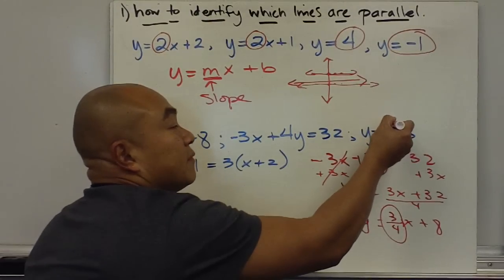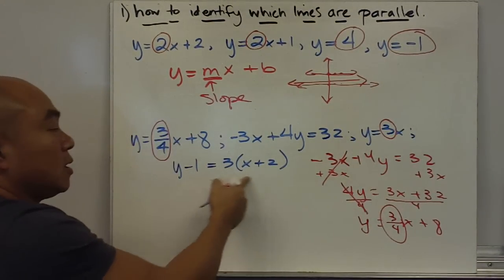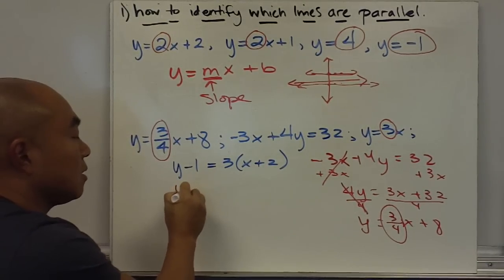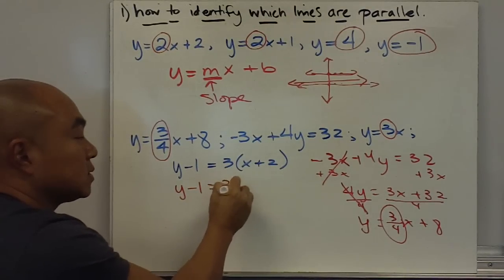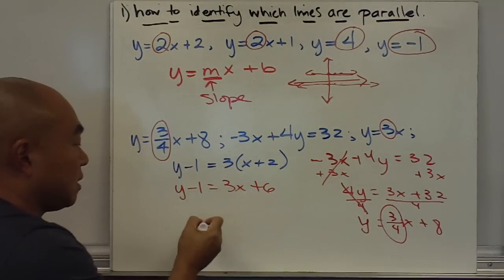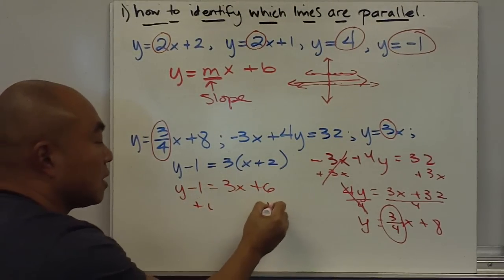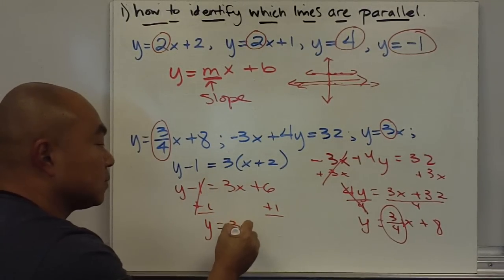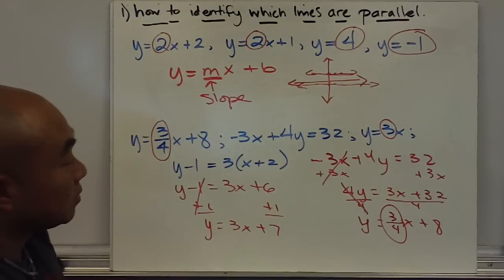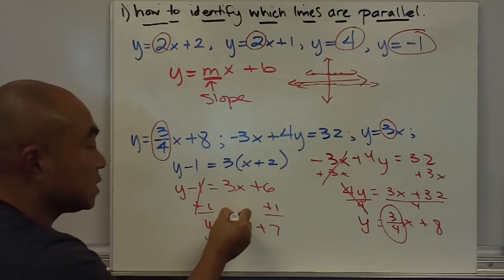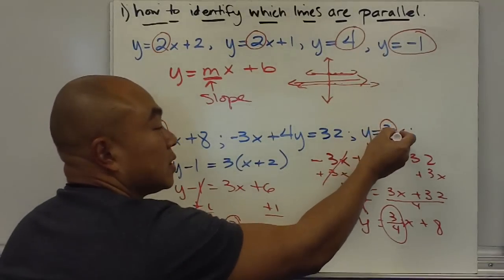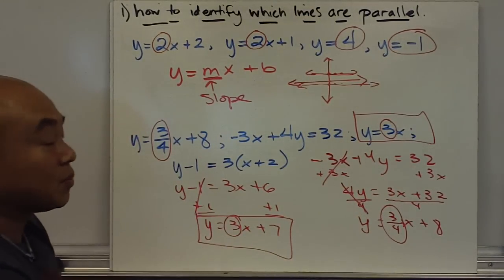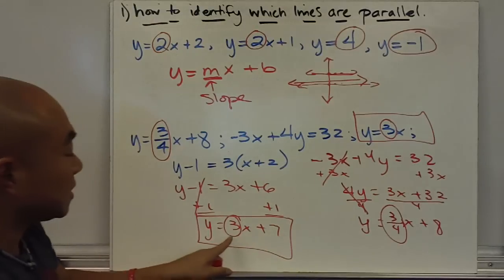The next one, I have a slope of 3, and I need to go ahead and change this format. So let's go ahead and do this one. That's going to give me y minus 1 is equal to 3x plus 6. And then I'm going to add 1 here, add 1 here. I now have y is equal to 3x plus 7. And I'm looking at this, and this right here is my slope, so this and this have the same slope because their numbers are exactly the same.